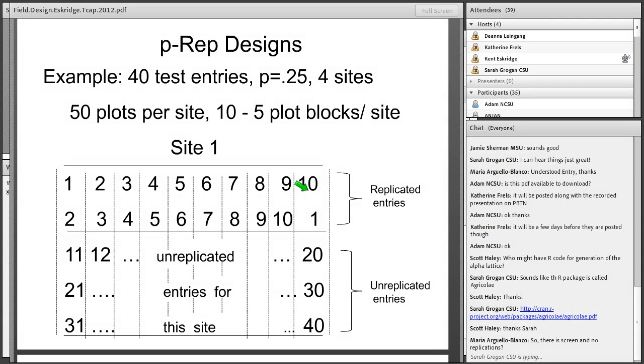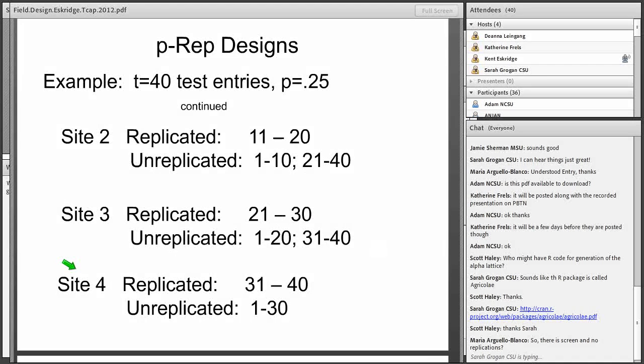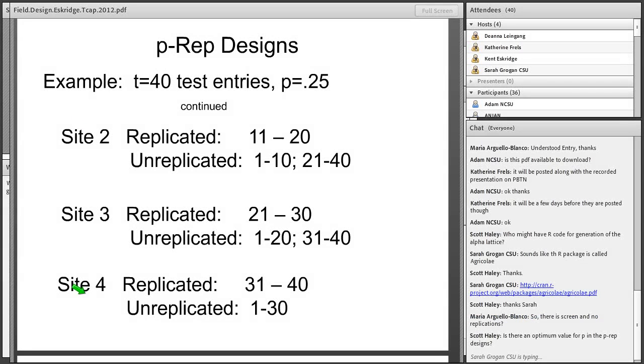It looks very similar to just an augmented design, except I'll put the remaining unreplicated entries within each block and just balance them out the best I can. The difference from an augmented design is that you replicate different entries in each site. So say, for example, in site 2, we replicate entries 11 through 20. In site 3, you replicate entries 21 to 30 and so on. So in a sense, they lend themselves to multi-location experimentation. You could do the same thing with a single site too. You could just have full replicates and do the same thing. Instead of calling these sites, you would call them replicates.